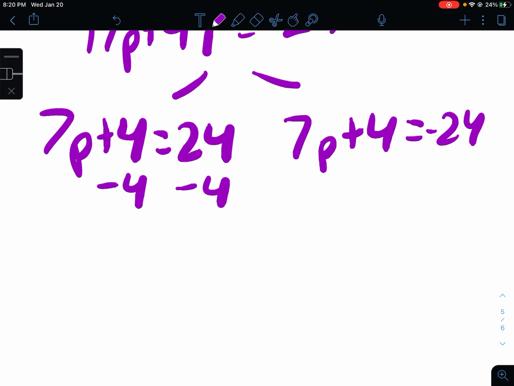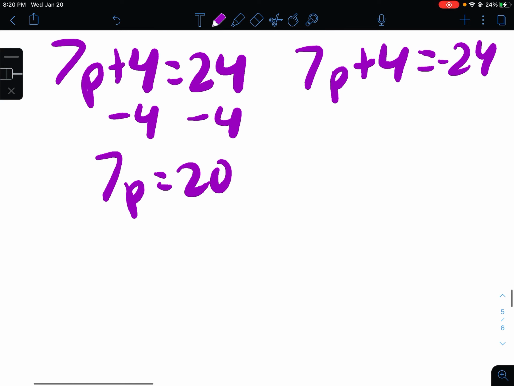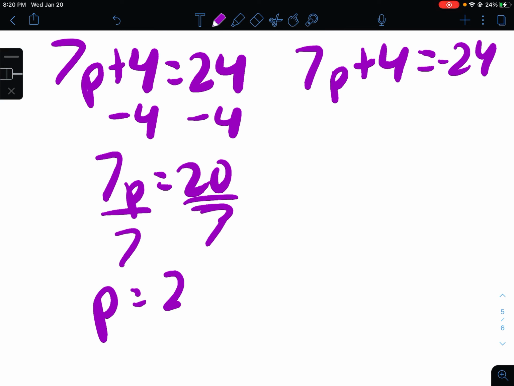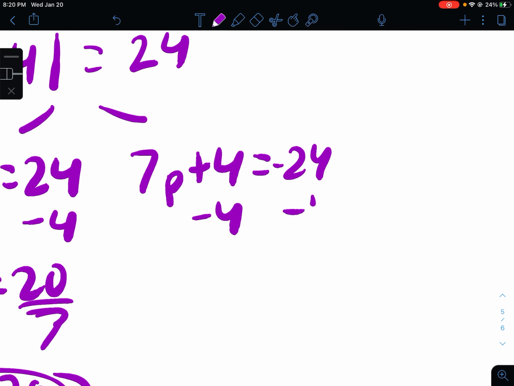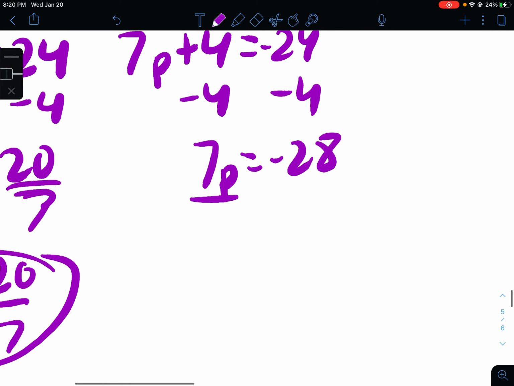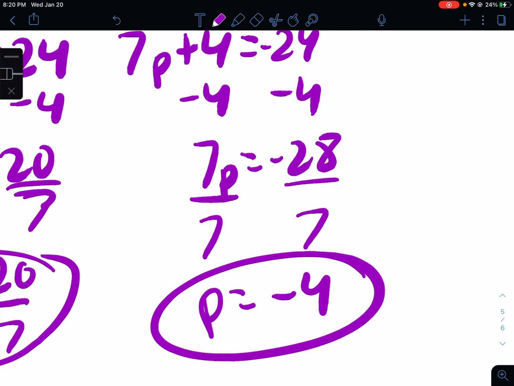We go ahead and start solving. So we're going to bring the 4 over, divide by 7. Then minus 4, I get a negative 28, divide by 7, and I get p equals negative 4.